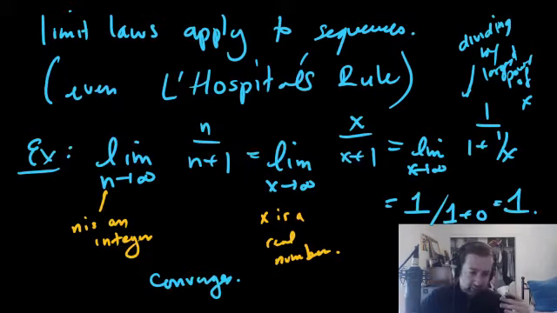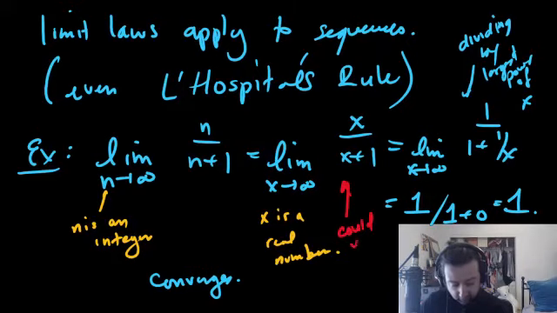We could have done that with L'Hopital's rule if we wanted to as well, because remember L'Hopital's rule applies to indeterminate forms. This is an indeterminate form of infinity over infinity type. So we could use L'Hopital here.